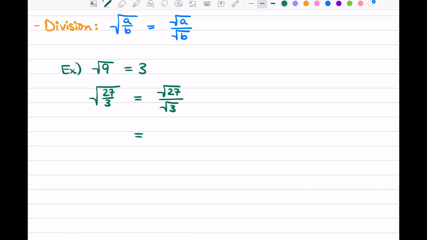So 27 we can rewrite as 9 times 3. And using our multiplication rule, the square root of 9 times 3 equals the square root of 9 times the square root of 3. So now we have a perfect square there. 9 is a perfect square, so the square root of 9 would be 3. But what is this? What is the square root of 3?